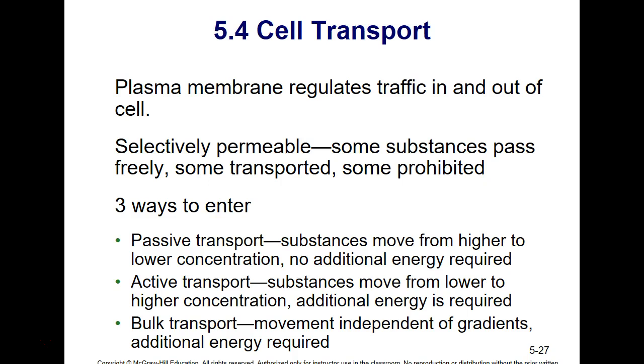They're prohibited. So you can enter by passive transport. Another name for passive transport, guys, is simple diffusion. Substances move from an area of higher concentration to an area of lower concentration, and there is no additional energy required here. So no ATP is needed, because the molecules are moving down their concentration gradient from an area of high concentration to an area of low concentration.